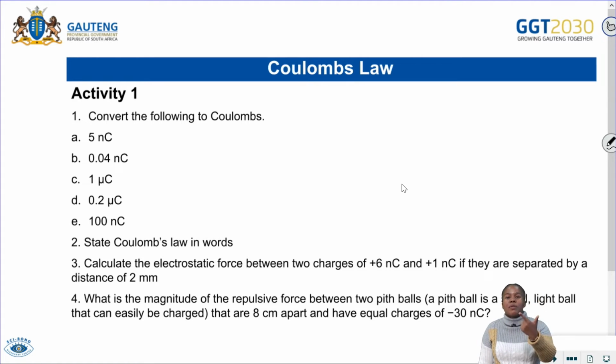I want you to be able to use the correct formula, and I want you to be able to substitute correctly. Okay. Number four, what is the magnitude of the repulsive force between two pith balls? A pith ball is a small light ball that can easily be charged, that are 8 centimeters apart and have equal charges of 30 nanocoulombs. Okay. This also, I want you to be able to figure out the correct formula, to figure out the proper conversion, and then do substitution, and voila, get your proper answer.